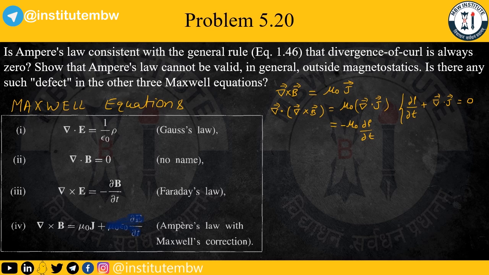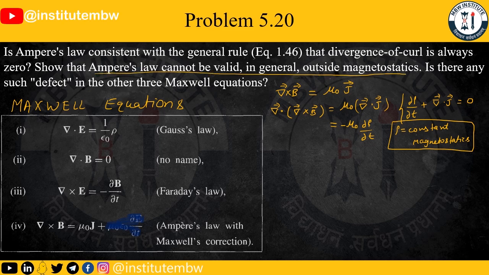To make it 0, rho should be constant. That is what is magnetostatics. So this is not 0, so Ampere's law cannot be valid in general. This much is true. Now we have to find out if there is any defect in the other Maxwell equations or not. We will see in the coming slide.